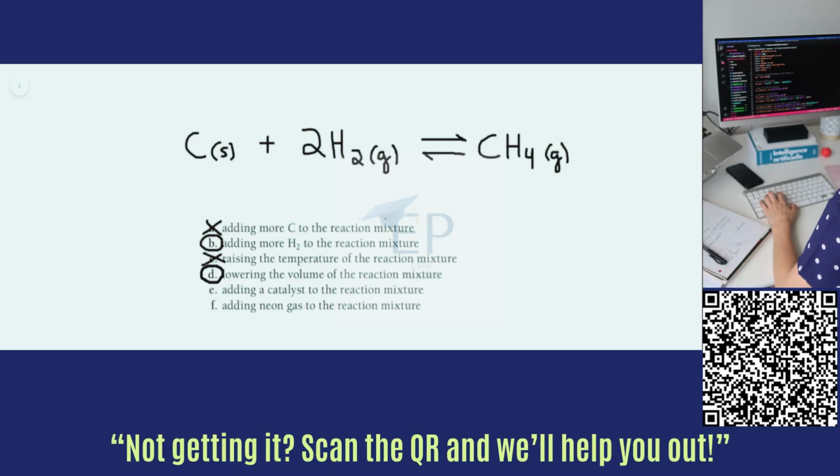E, adding a catalyst to the reaction mixture. Catalysts simply change the rate of a reaction, or the speed of the reaction, and that has nothing to do with the equilibrium. So E would not favor CH4.